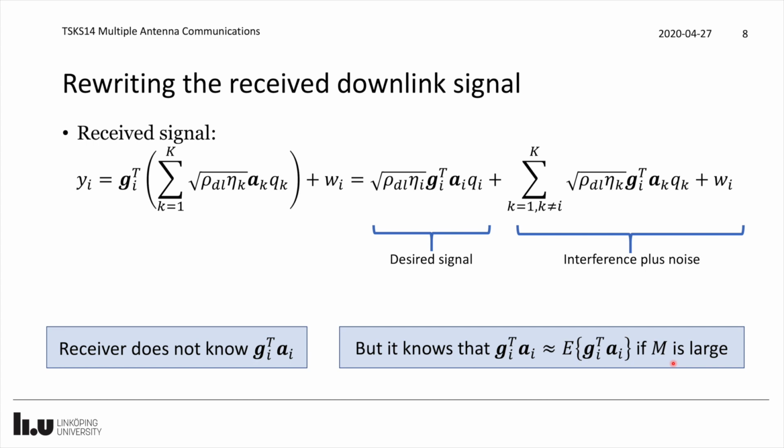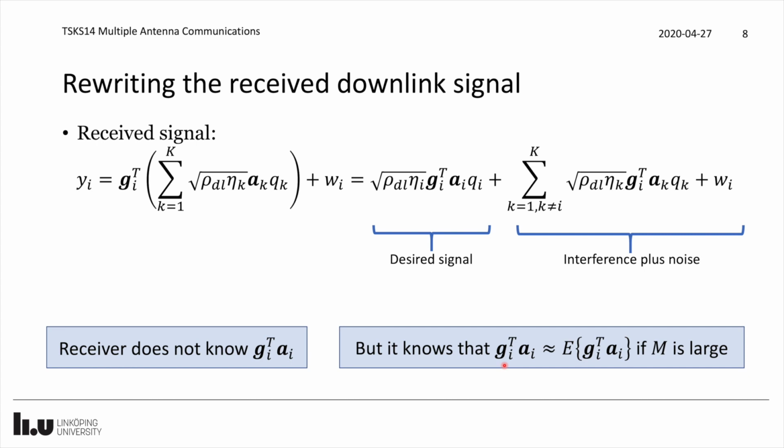And that is, for example, going to happen if we are selecting a to be identical to G_i conjugate, then we get the square norm of G_i here, and then we know from channel hardening that it should be similar to its mean value. And for any other reasonable choice of precoding vector, we will make sure that the same thing is happening. Since the mean value is obviously not random, we can assume that the user knows that value, even if it doesn't know the particular realization that we have in this coherence interval.